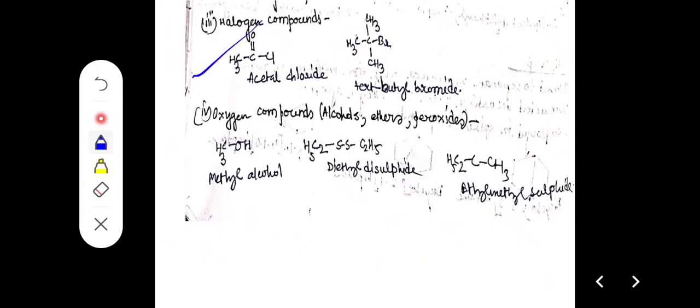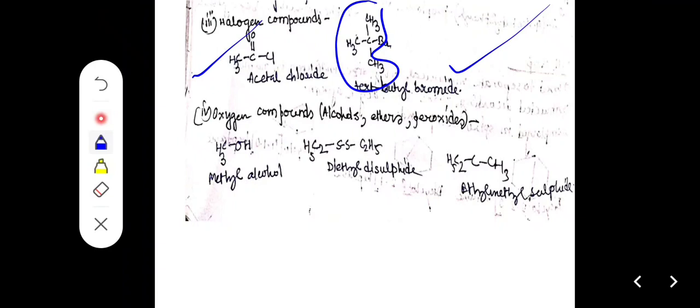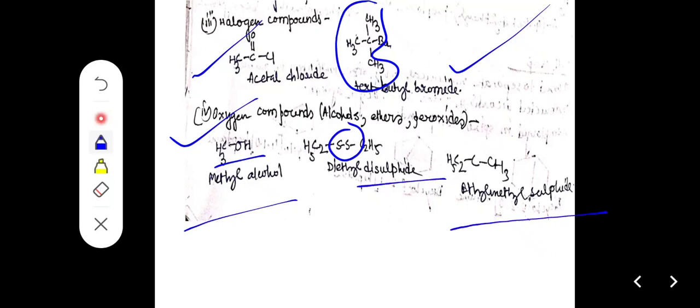Halogen compounds: acetyl chloride, tert-butyl bromide, because this type of group is termed as tert-butyl. Okay. Oxygen compounds: this is alcohol, methyl alcohol. If 2 sulfurs are attached, that should be termed as disulfide. If 1 sulfur is there, that's why ethyl methyl sulfide. Okay.